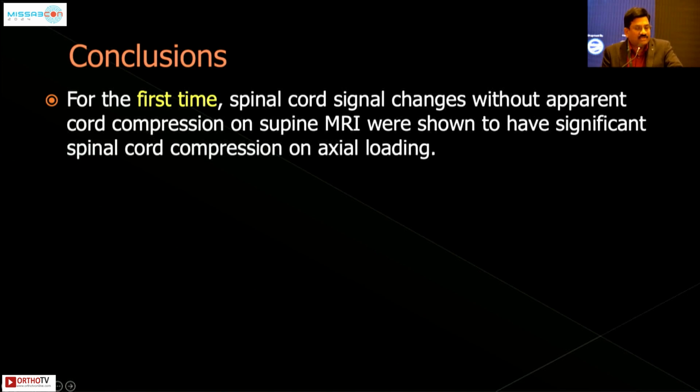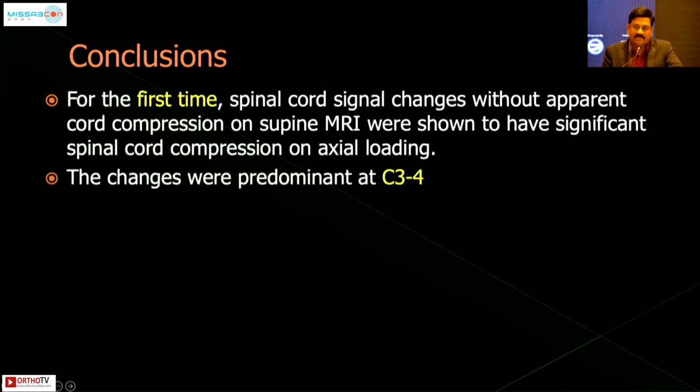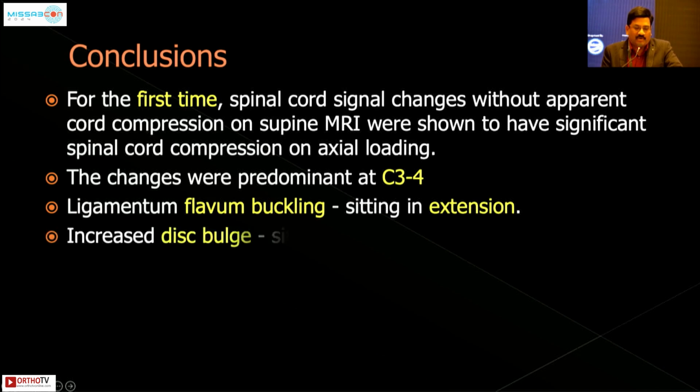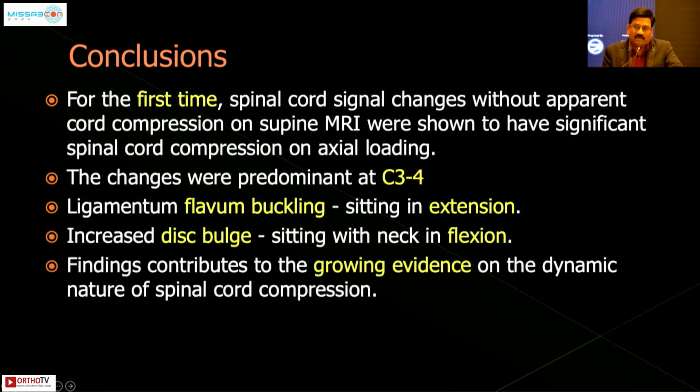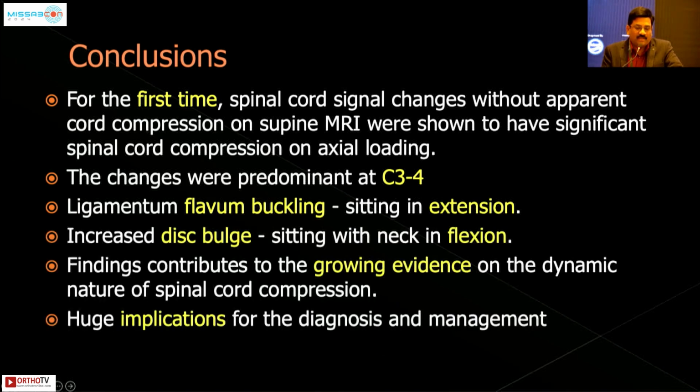So to conclude, for the first time we have documented the signal intensity changes. C3-4 was the predominant level. Ligamentum flavum buckling and disc bulge were increased in flexion and extension, and this has tremendous implications on the diagnosis and management. Thank you very much for your kind attention.